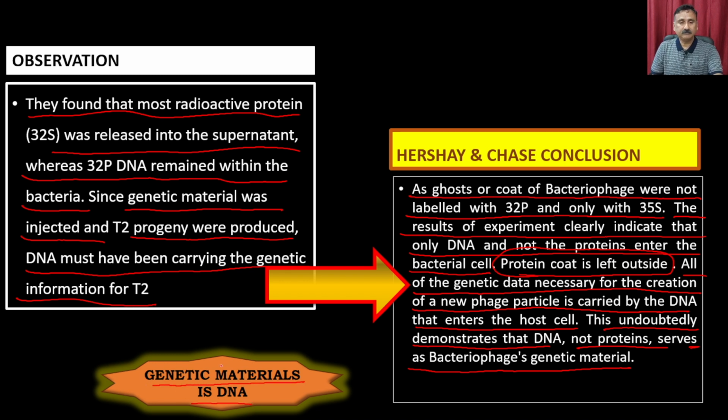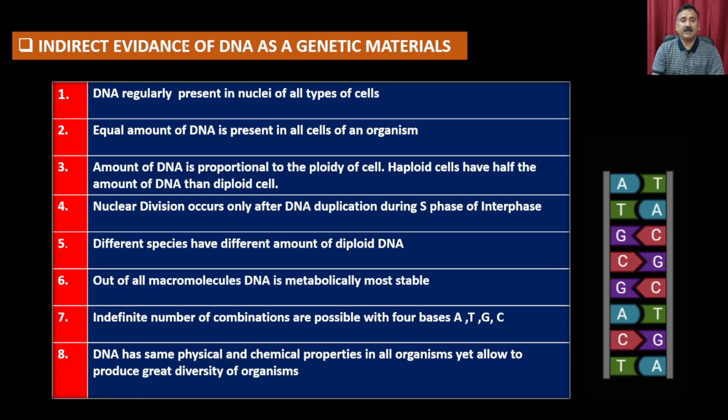Then there are several indirect pieces of evidence for DNA being the genetic material. The first is that DNA is regularly present in the nuclei of all cell types. The amount of DNA is equal in all cells of an organism. The amount of DNA is proportional to the ploidy of the cell: haploid cells have half the amount of DNA of diploid cells. Nuclear division occurs only after DNA duplication during the S phase of interphase. We have discussed this when we were discussing cell division.